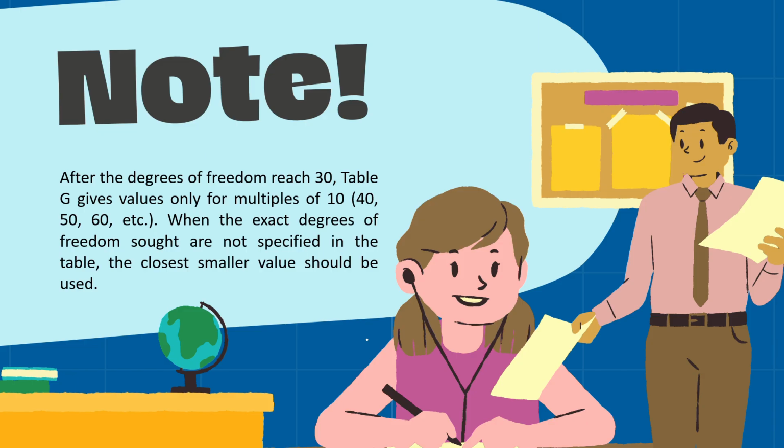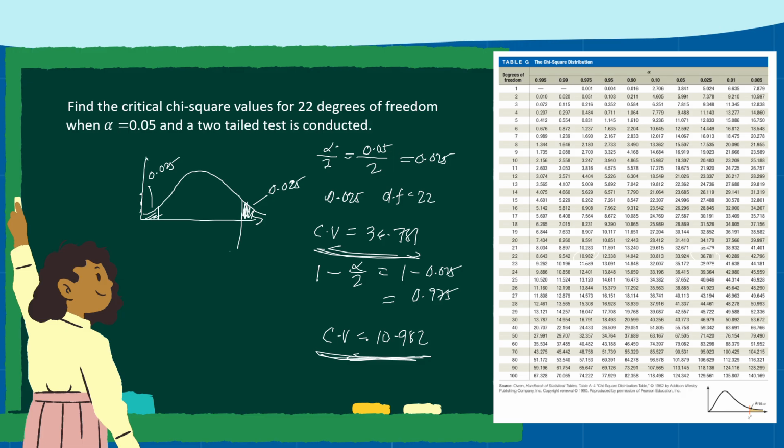Okay, so note that after the degrees of freedom reach 30, Table G gives values only for multiples of 10: 40, 60, etc. When the exact degrees of freedom sought are not specified in the table, the closest smaller value should be used. So after 30, it goes by intervals of 10.